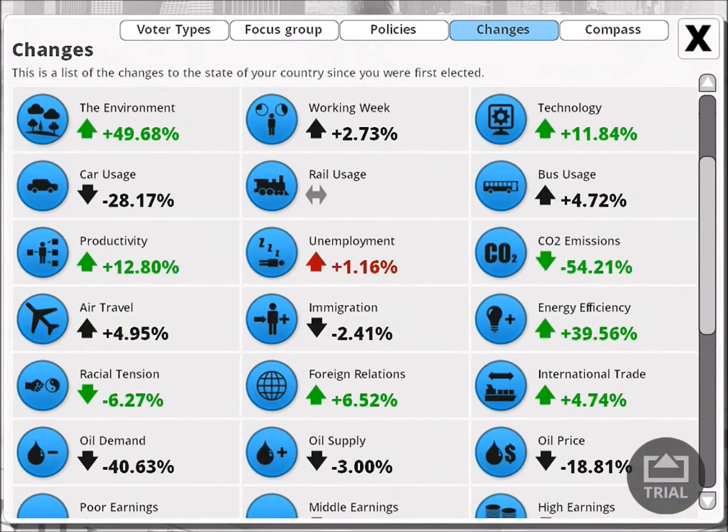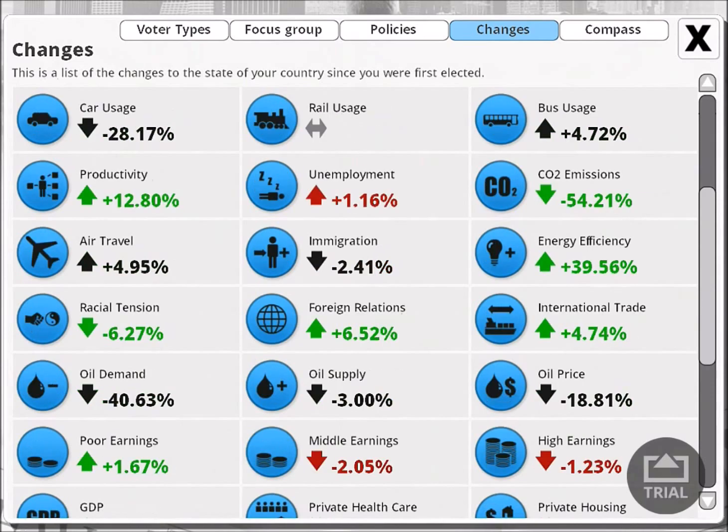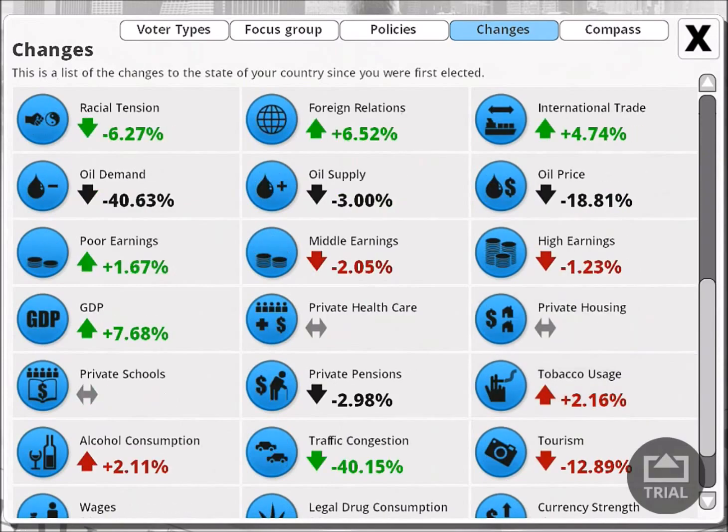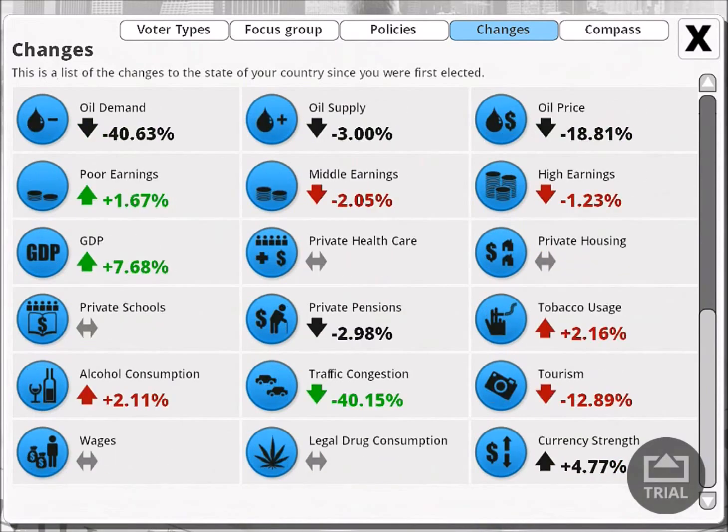Unemployment went up, but who really cares? We're the Green Party. We don't care about jobs. But at least the poor made money. That's something. More people are smoking, more people are drinking, there's less tourism.